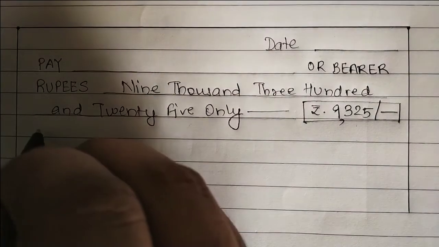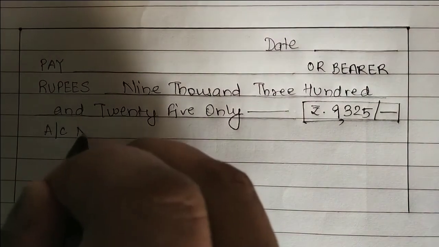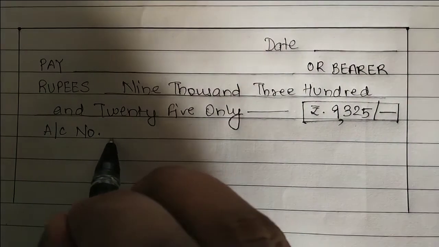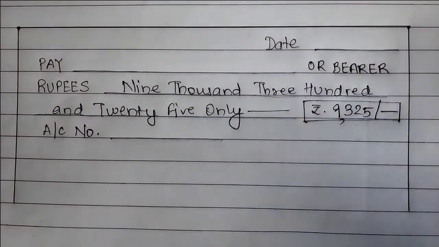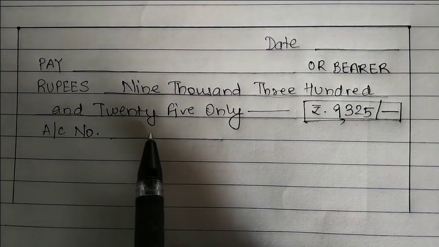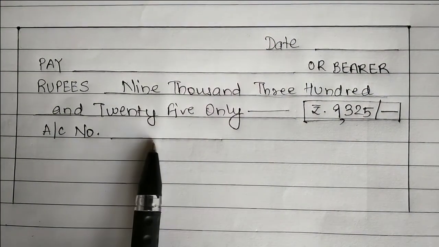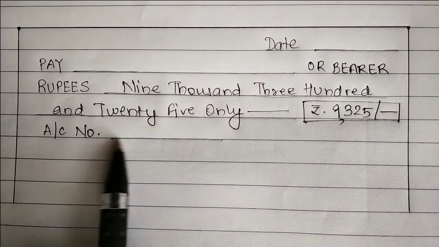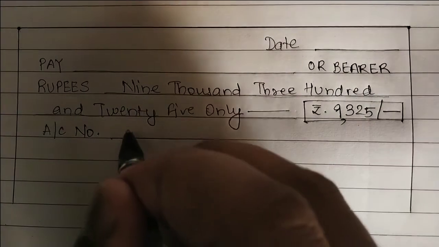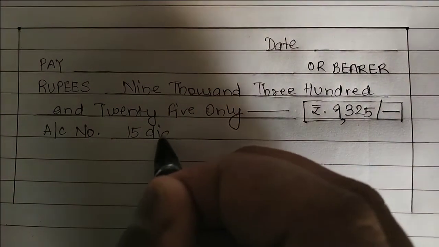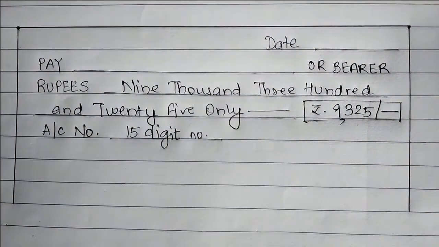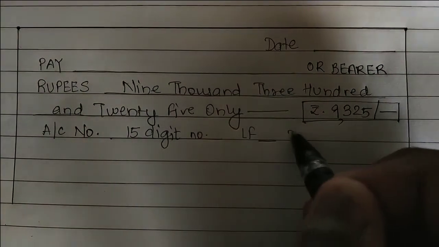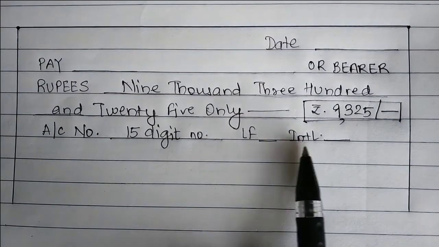After this, I would write the account number and make a line in front of it. Now this space is for the account number. If your question gives you an account number, you are supposed to write a 15-digit number over here. Account number is normally 15-digit. And then there are two more lines for LF and initial, INTL.